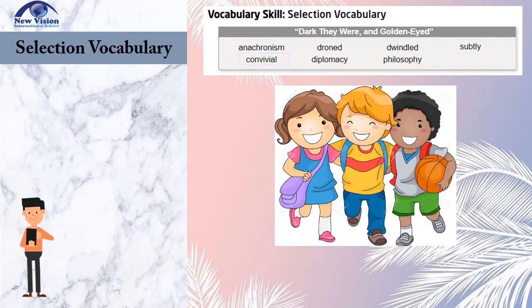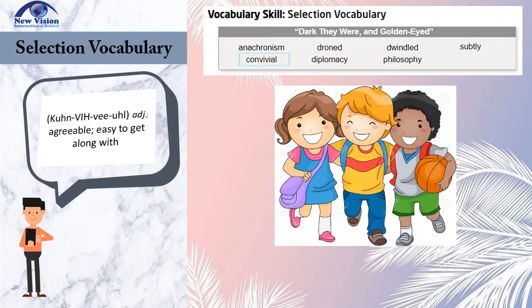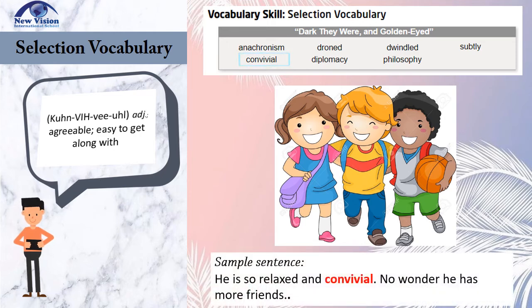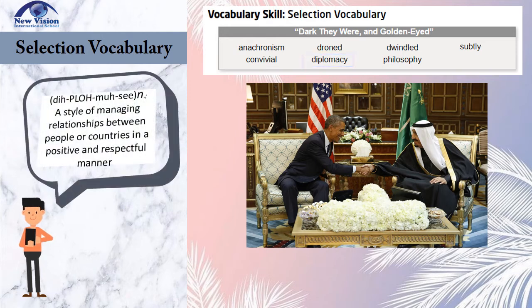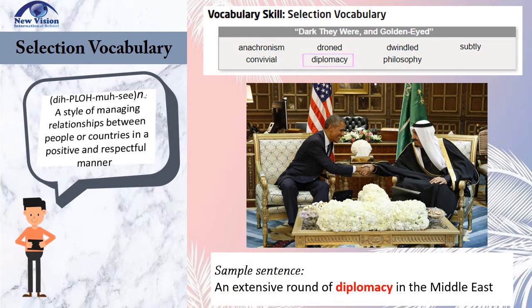The fifth word is convivial. Convivial is an adjective that means agreeable or easy to get along with. Sample sentence: he's so relaxed and convivial. No wonder he has more friends. The sixth word is diplomacy. Diplomacy is a noun that means a style of managing relationships between people or countries in a positive and respectful manner. Sample sentence: an extensive round of diplomacy in the Middle East was done last year.